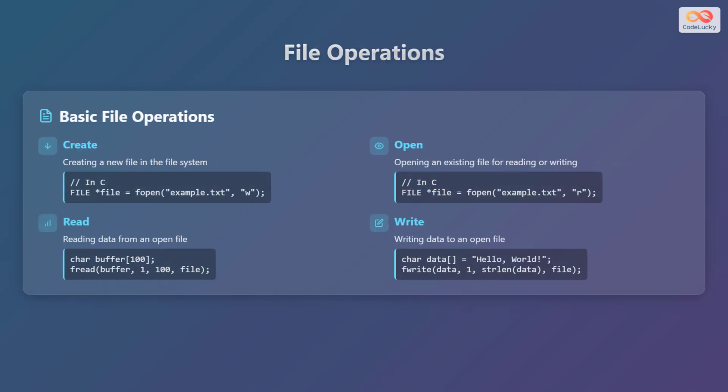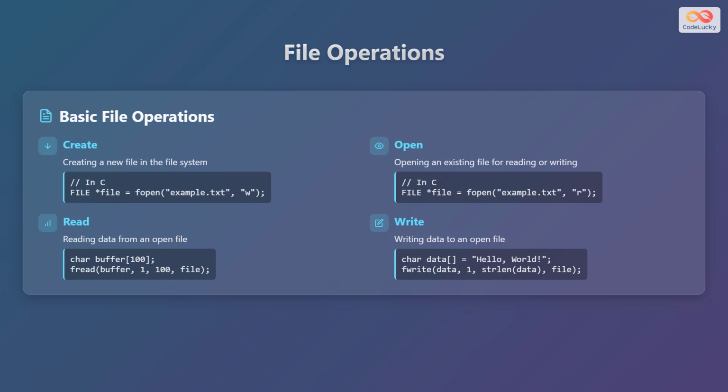Now let's move on to basic file operations. The first operation is create. This involves creating a new file within the file system. Here's an example in C. FILE pointer file equals fopen, with the file name example.txt, and mode "w", which means write.